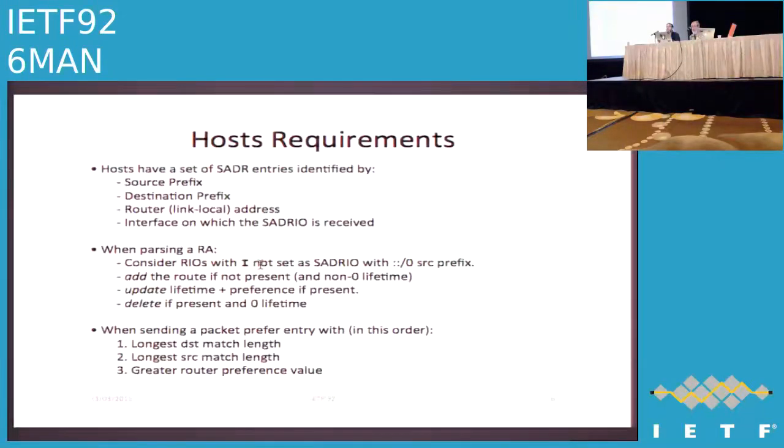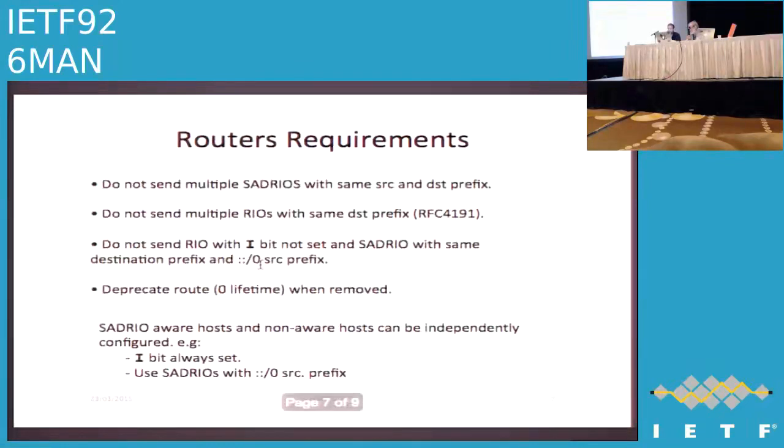And finally, when it comes to sending packets, you just do SADR. So instead of just looking at the destination address and doing destination longest match, you will do a destination and source address longest match. If you have ties, you will use the router preference, the entry preference to be exact. And if you still have ties, you would be able to load balance between the two routers. Next slide, please.